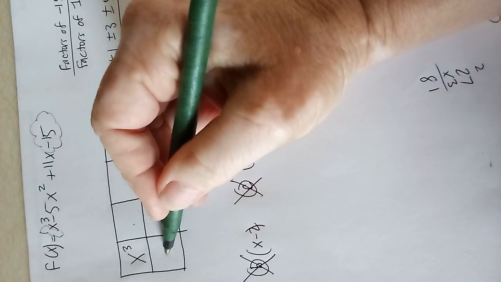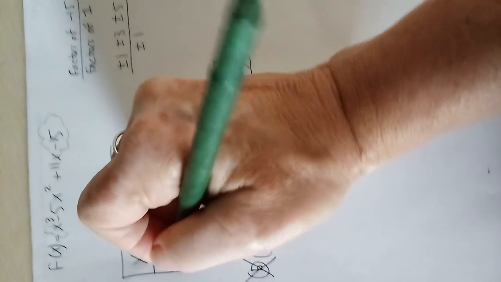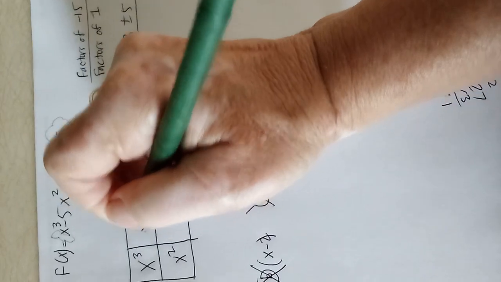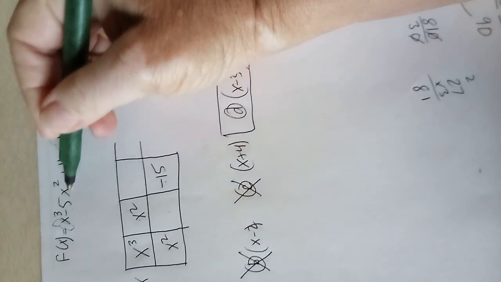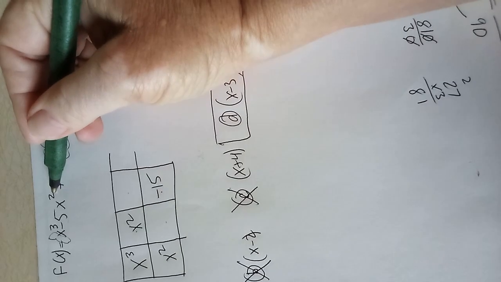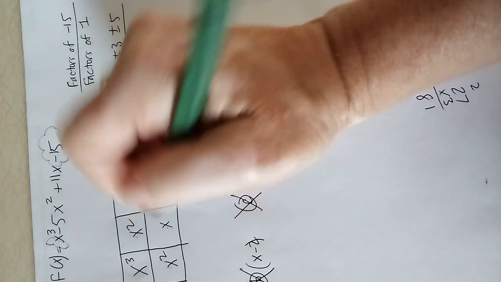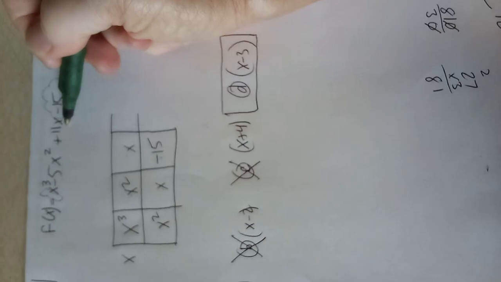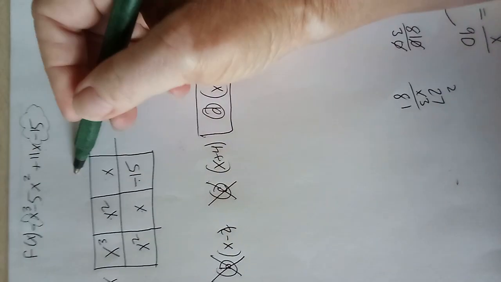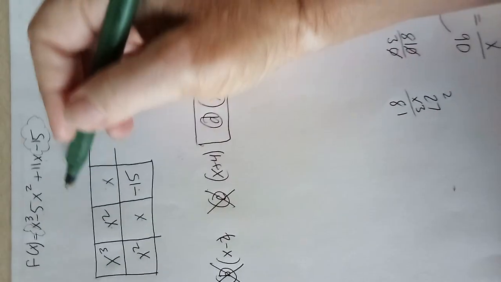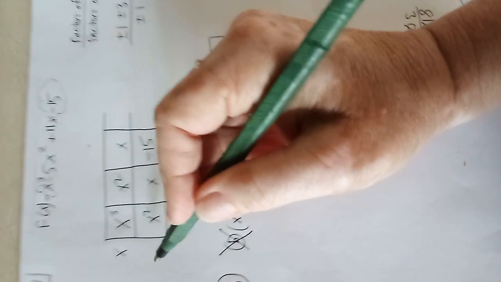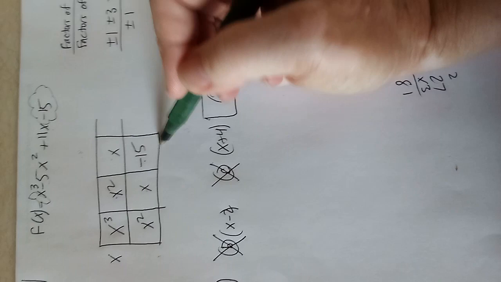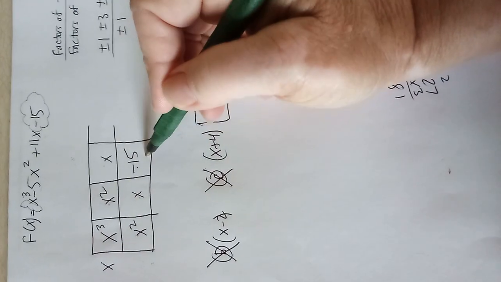So I'm going to get some x squareds here, and they're going to add up to -5x squared. And then I'm going to end up with some x terms here, and the x terms are going to add up to 11. But in the end, if it's actually a factor, we won't have a remainder. And this number here times this number here is going to multiply to make the -15.